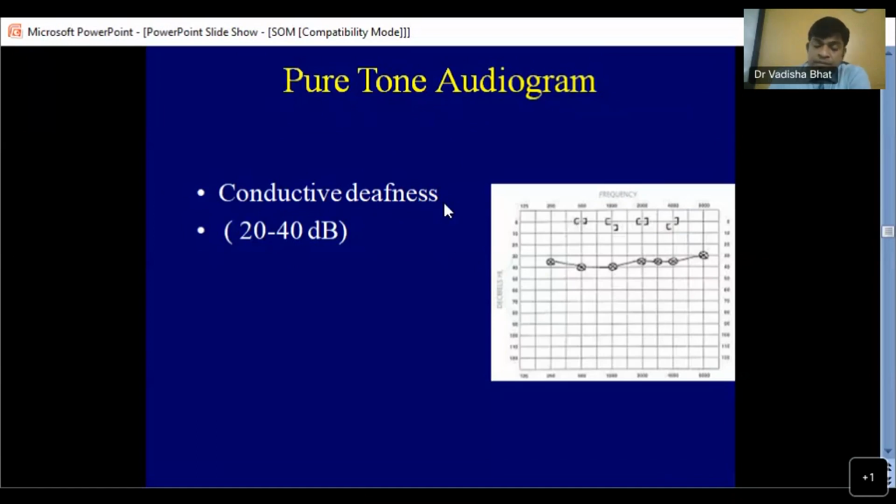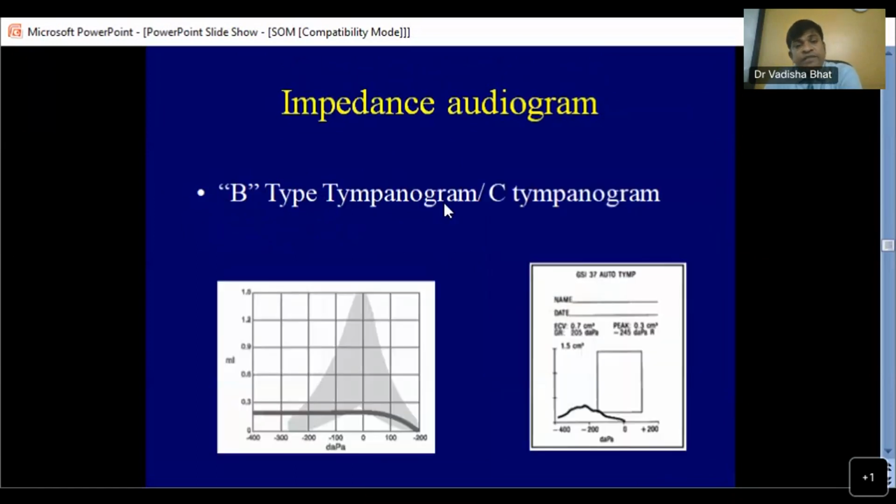It may not be more than this. However, to have conclusive evidence of otitis media with effusion, we need to get an immittance or impedance audiometry. So, this will show a B type of tympanogram, that is the flat type, or occasionally, in the early stage, we may even see a C type of tympanogram. So, we all know what B and C types are.